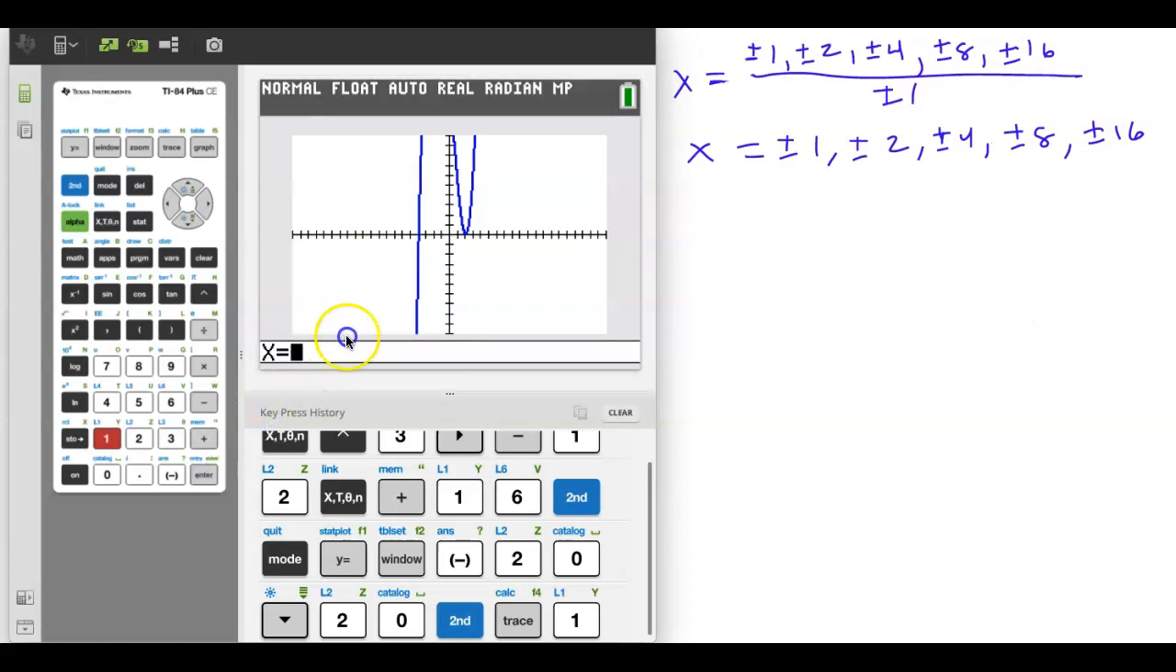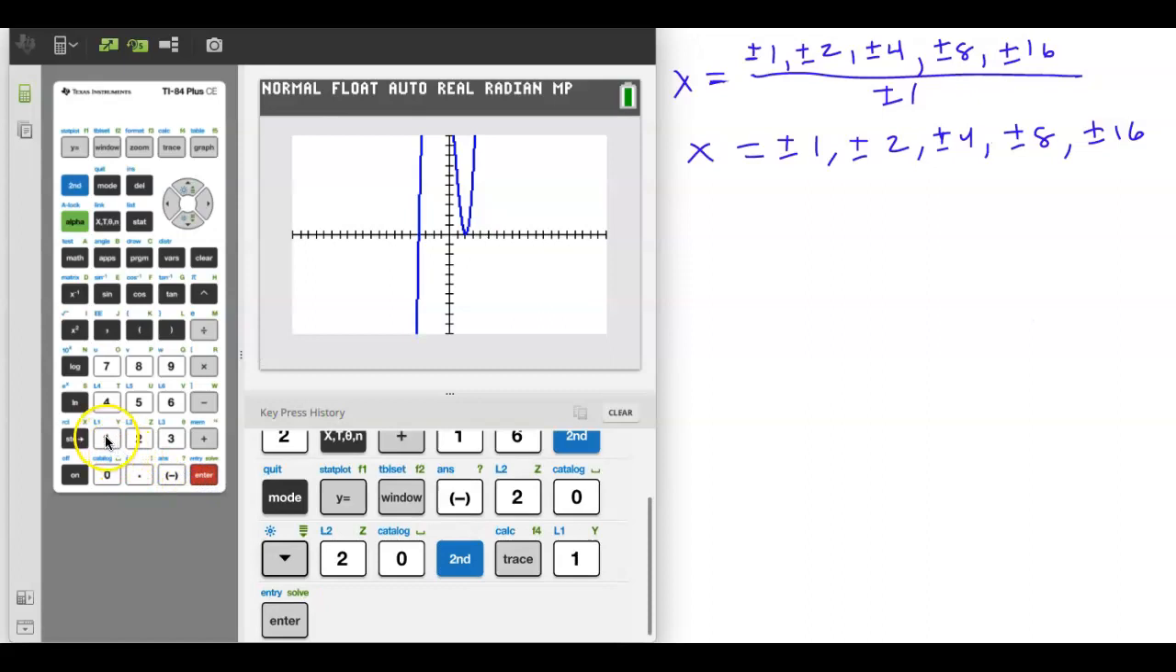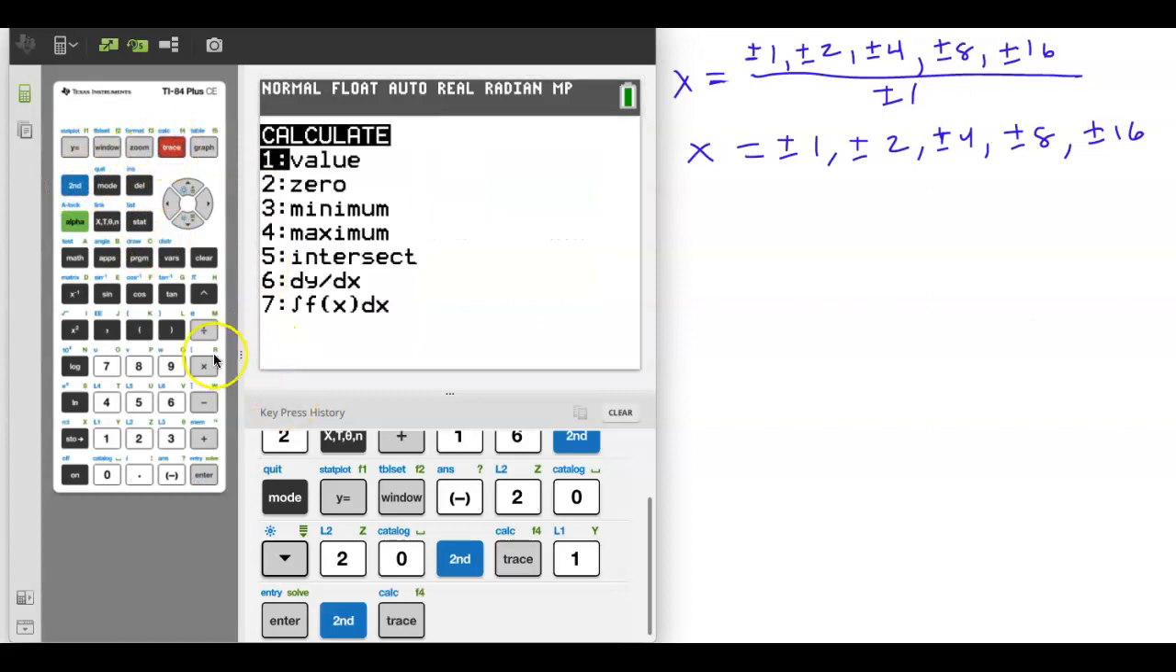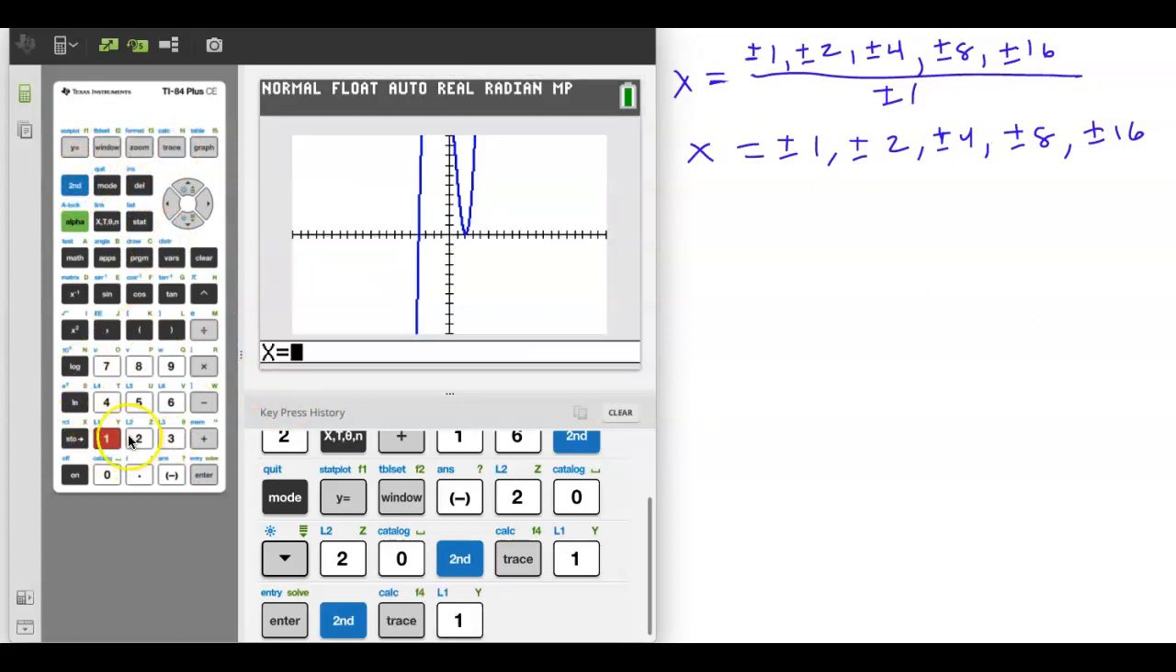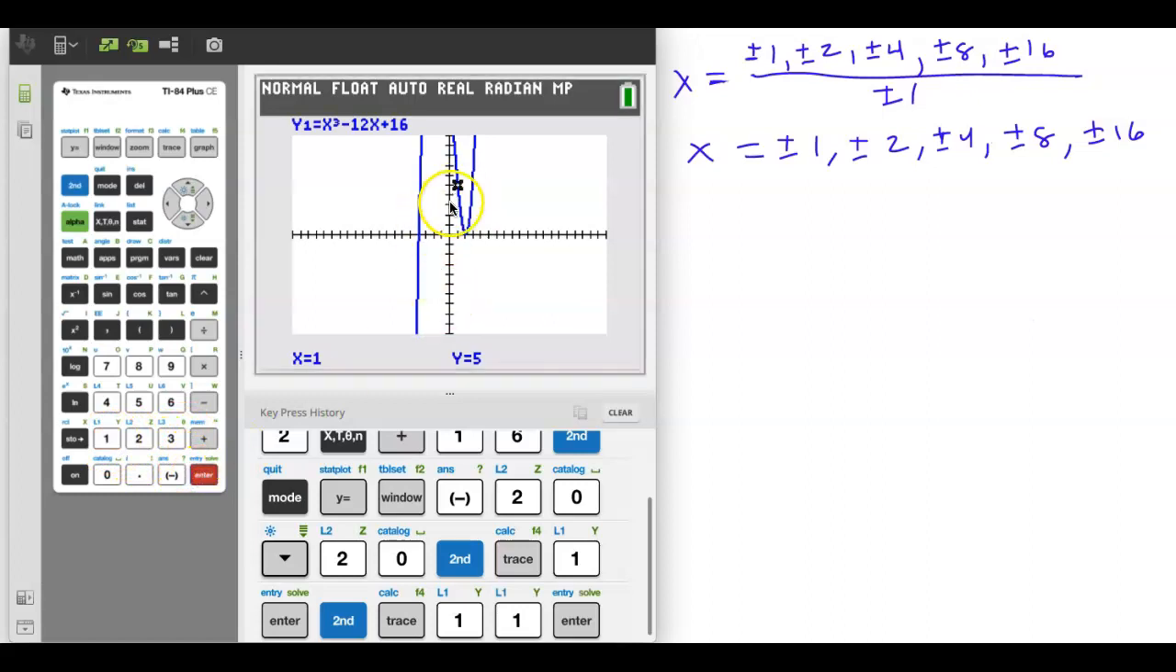So here, what we would do is just start off, and I'm going to start with all my positive values. So I'll plug in a 1 here. Let's see, I lost that. So let me do it again. Second, calculate, value. And then here I'll plug in a 1 and then enter. And as you see, I know that since this y value is not a 0, then 1 is not a zero of the polynomial.